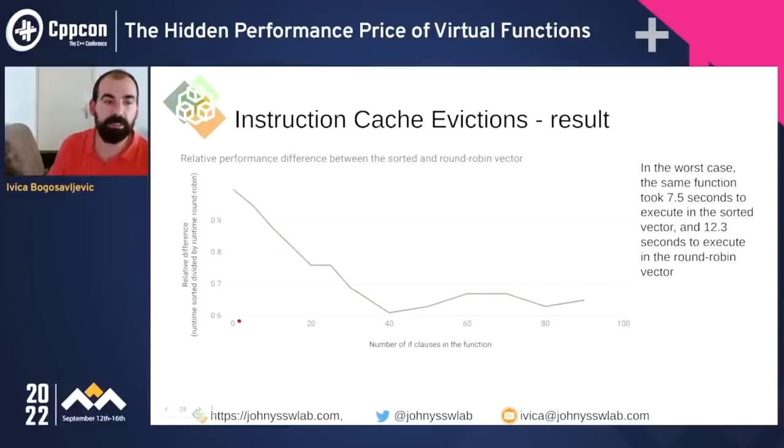So we will see that when the number of comparisons is 1, the ratio is about 1. But as the virtual function grows, because the number of if clauses in the function grows, this ratio becomes smaller and smaller. And when there are about 40 if clauses inside the for loop, the sorted runtime is 0.6 times the round robin runtime. So the sorted version is almost 2 times faster.